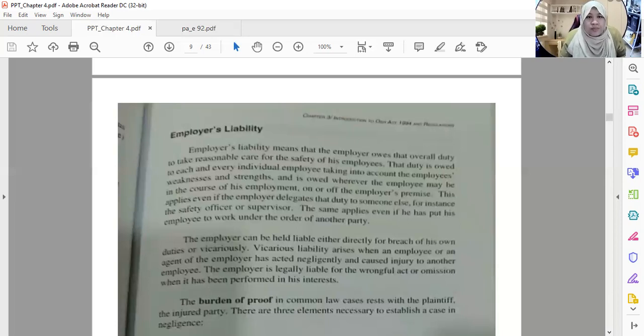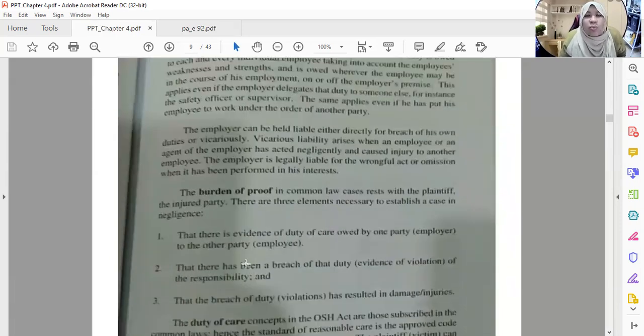So in here, the burden of proof in the common law case rests with the plaintiff, which is the injured party. So there are three elements necessary to establish a case in negligence. There are three elements. How do we make sure that in a case there has been negligence? Okay, so that is the burden of proof. Of course we have to show the proof to make sure that you are actually liable for the negligence, for the wrongful acts.